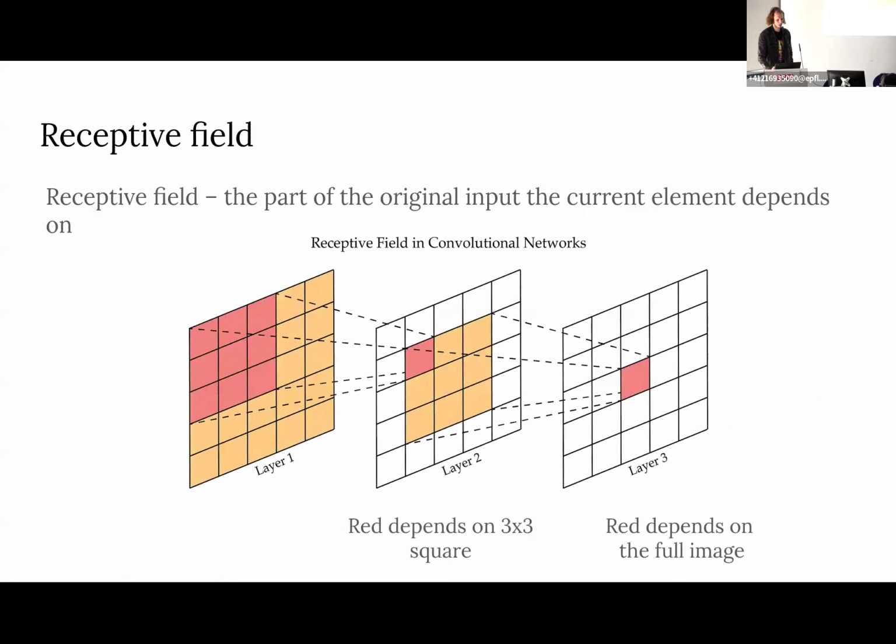One theoretical thing, which you also may find in some papers, is called receptive field. It's the part of the original input the current element depends on. For example, to calculate this element, we had to calculate all of this, and all of this, because to calculate all of this, we need to calculate all of this. Or for example, to calculate only this element, we didn't need the whole input. We could have only this red part on the left.